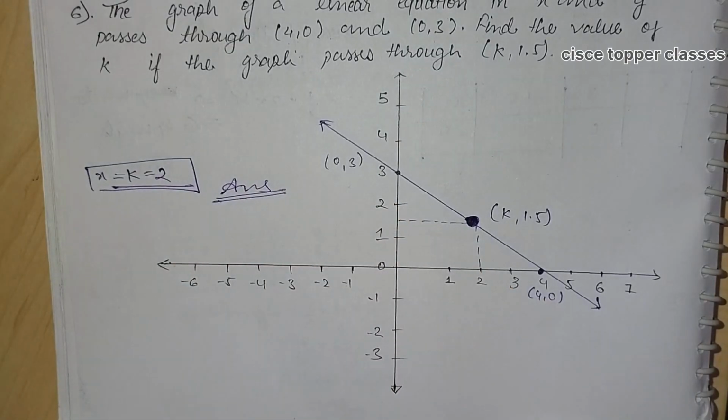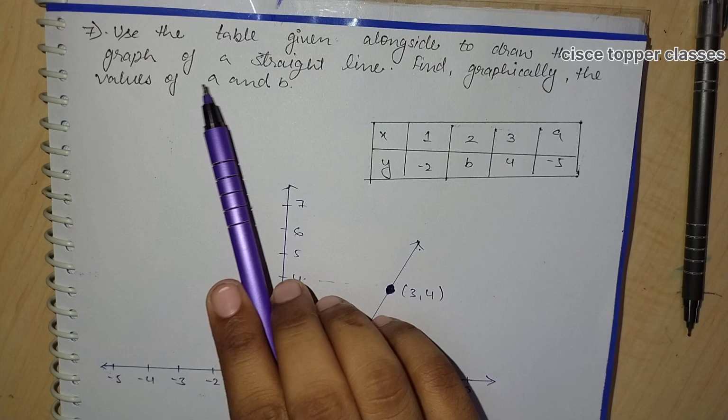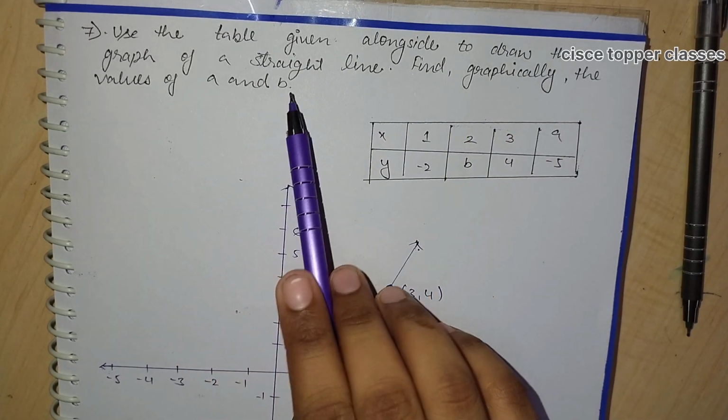And this is the solution of question number 6. Let us solve question number 7. We have to use the table alongside to draw the graph of a straight line. Find graphically the values of A and B.